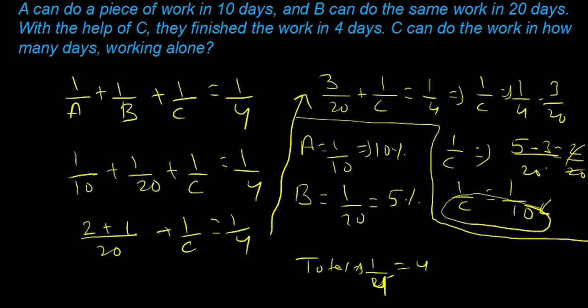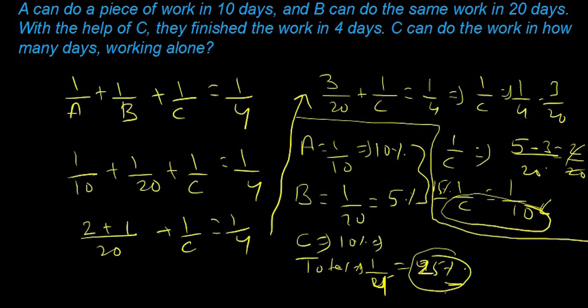So 4 days is going to be what? 25%. So total work done by A and B is what? 15%, and the total work done was 25%. So what is the amount of work done by C? So 15, this is 25. So 25 minus 15 is what? 10%, and 10% you can say should be 1 upon 10, or 10 days. So it is the same answer we got previously. So C is going to be 10.